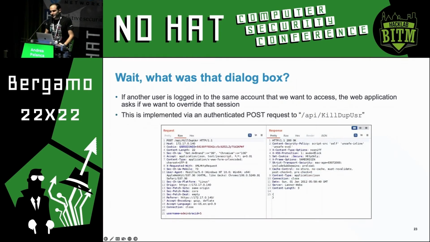And this is implemented via an authenticated POST request to /api/kill_duplicate_user. As a matter of fact, you can see the QSESSIONID cookie in the request. So, to my eyes, this looked exactly like one of those boring components that nobody tests because, you know, it's a dialog box. What could possibly go wrong with it?